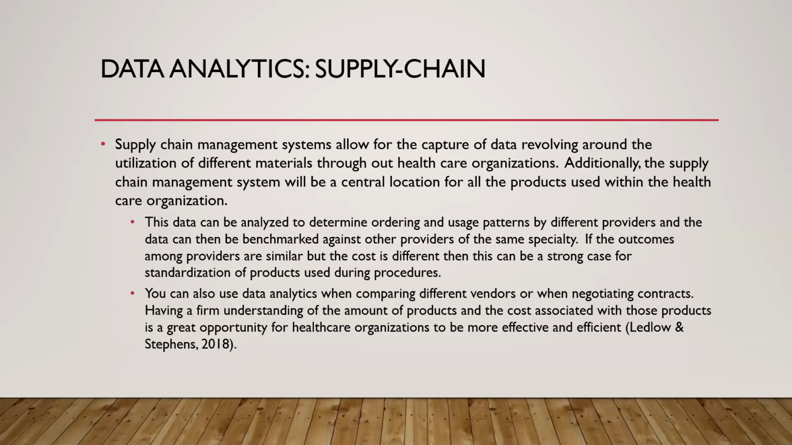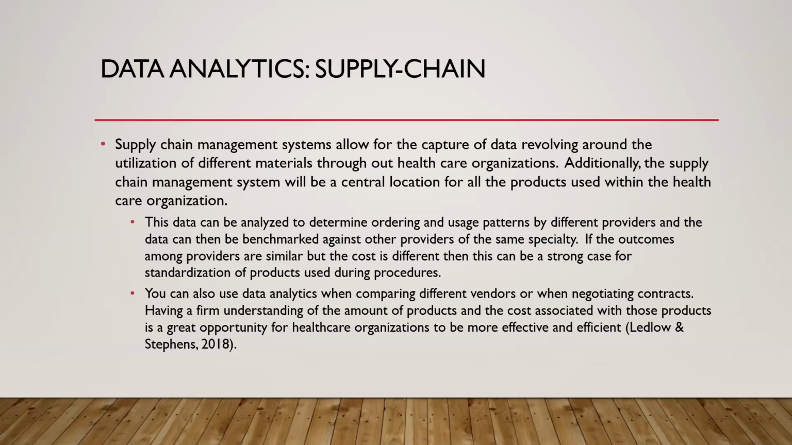So for instance, one surgeon could be compared to another surgeon. If the outcome among the providers is similar, but the cost is different, there can be a strong case for standardization of products used during procedures. So an example of this: if one surgeon was using a certain type of cement in comparison to another surgeon, however, Surgeon A's cement costs $1,000 per procedure. Surgeon B's costs $2,000, or double the price.